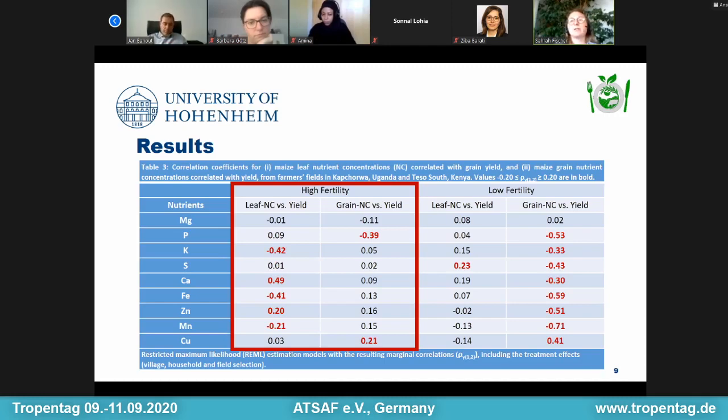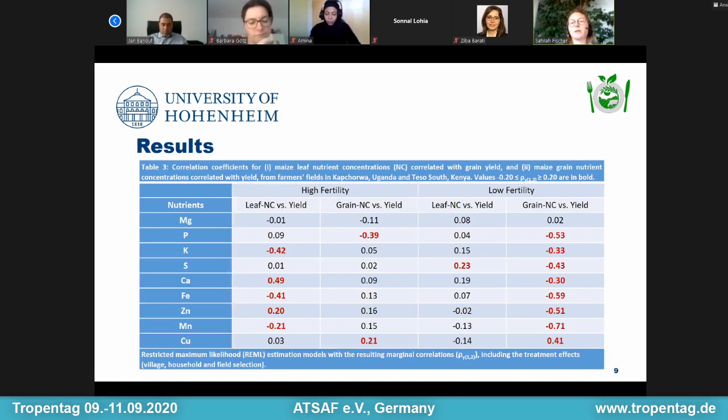And what you can see here is that in the high fertility area, the correlation coefficients of the leaf nutrient concentrations are higher than for the grain, which has very low correlation coefficients, whereas in the low fertility area, it's the opposite. The grain has the highest connections to the yield, whereas the leaves do not.